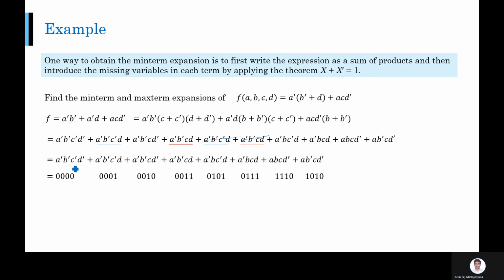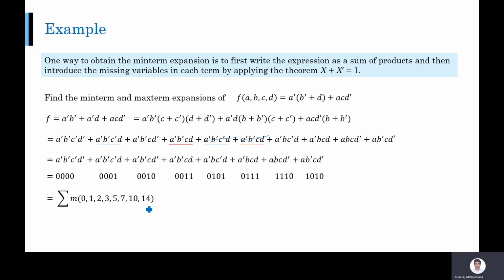So these, I know what are my minterms. This corresponds to a' b' c' d', so obviously it is 0, 0, 0, 0. Here it is a' b' c' d, 0, 0, 0, 1, and so on. So I can get the minterm expansion. Now, once I get the minterm expansion, I can get the maxterm expansion also.